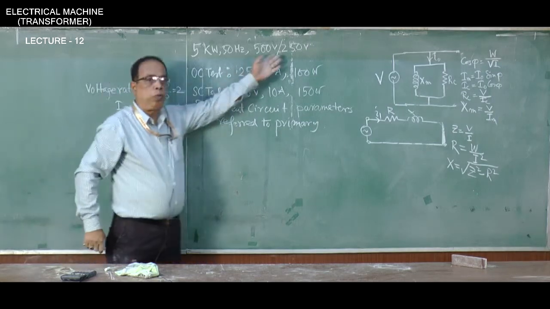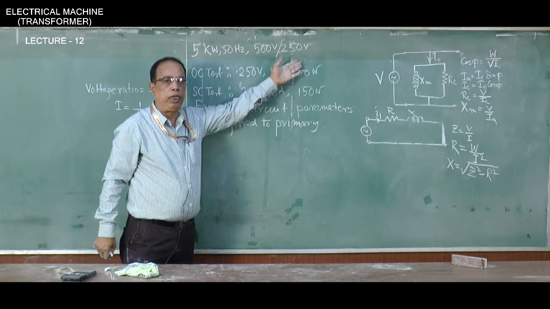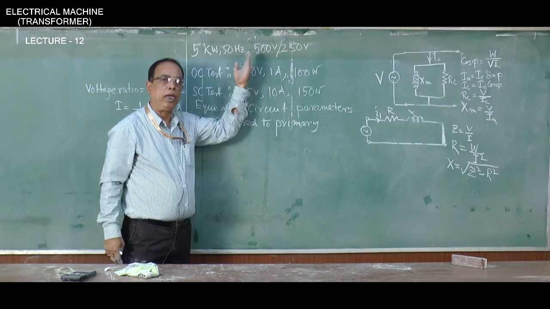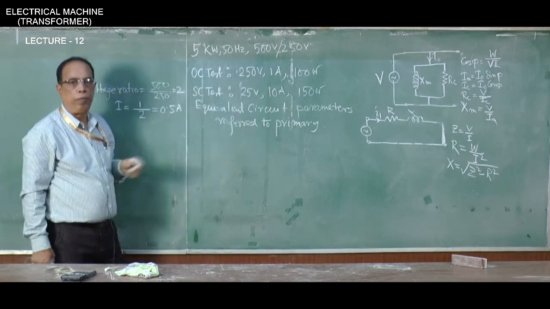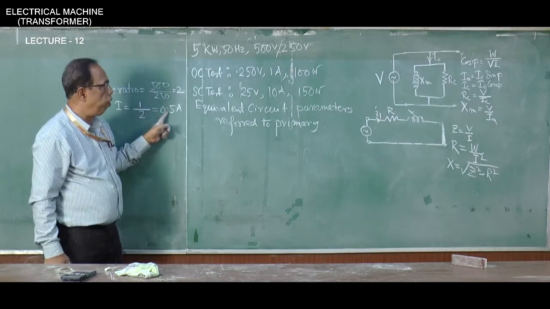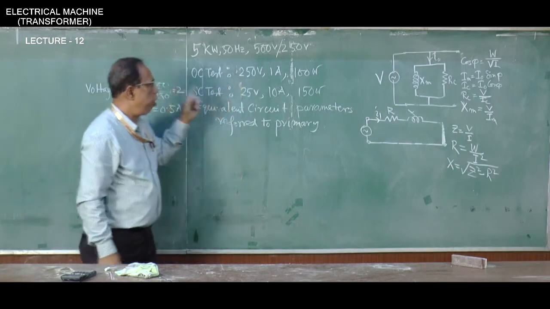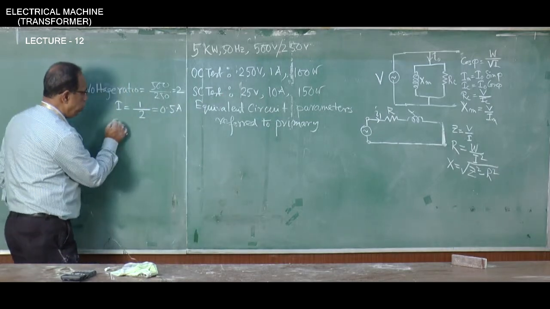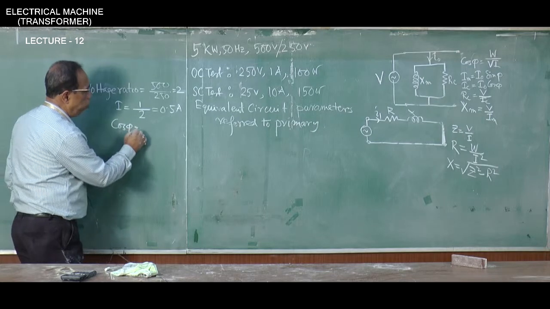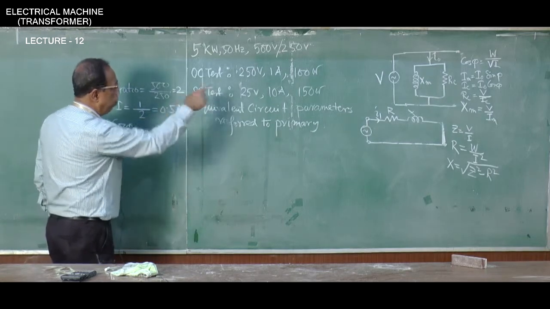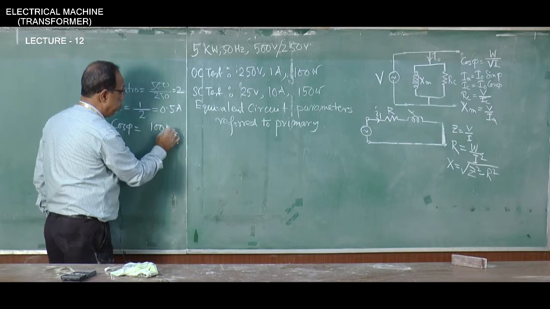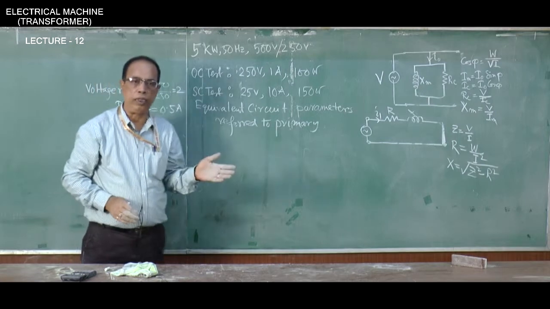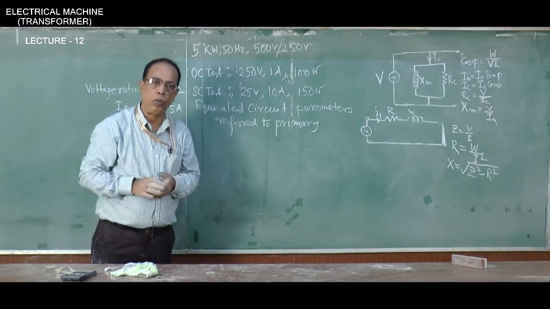So, on the 250 volt side the 1 ampere current, when referred to the primary side, will be 0.5 ampere. Now with this 0.5 ampere current, the applied voltage we will take as 500 volt. So, what will be the power factor? The watt will not change, whether you do the experiment on the primary side or on the secondary side, the watt will remain the same.